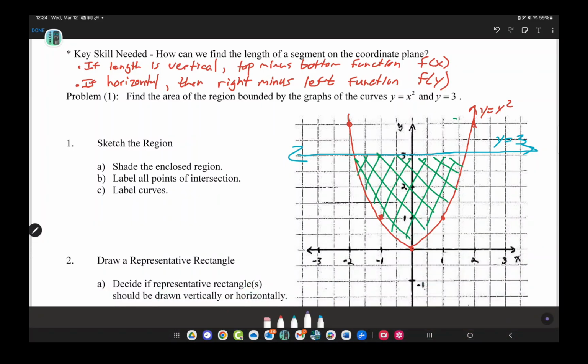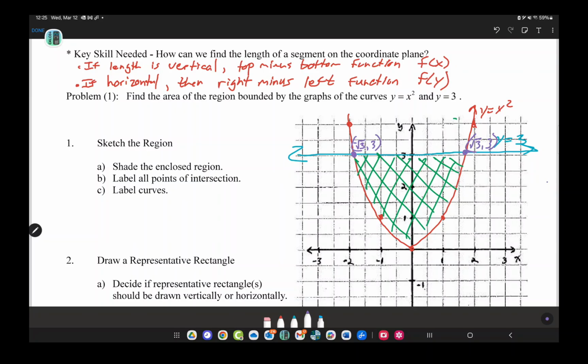So shade the enclosed region, label the points of intersection. We do need the points of intersection. If you just put 3 in for y, and then how do you solve? Oh, yeah, we know y is 3, so we just set x squared equals 3, so x is plus or minus square root of 3.